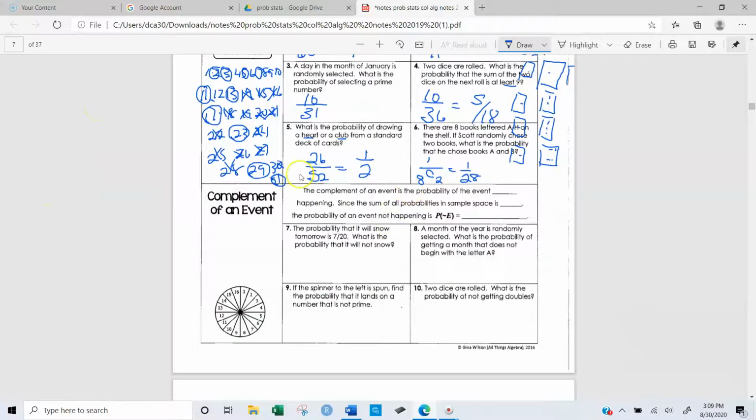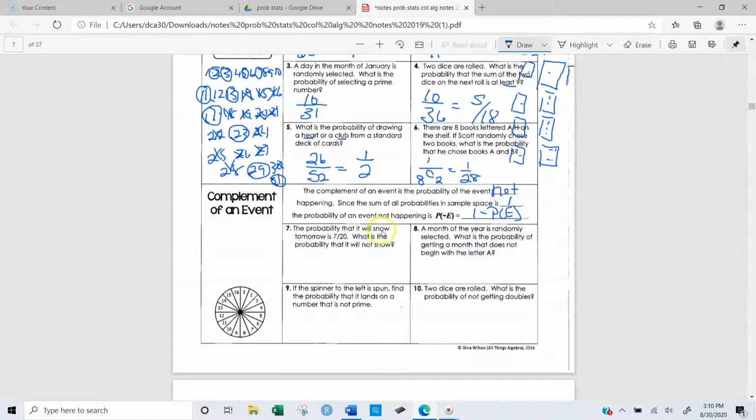Complement of the event, the probability of the event not happening, is what we're looking at here. So complement is the opposite of it not happening. So if there's a 30% chance it will rain, its complement is a 70% chance that it will not rain. Since the sum of the probabilities in the sample space is 1, the probability of the event not happening is written like this: P not E, not of the event, is 1 minus the probability of the event happening. So we've done that already when we talked about the rain.